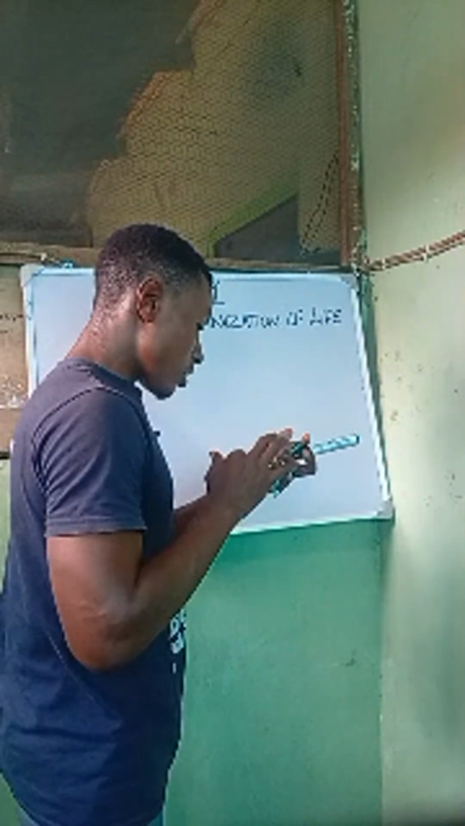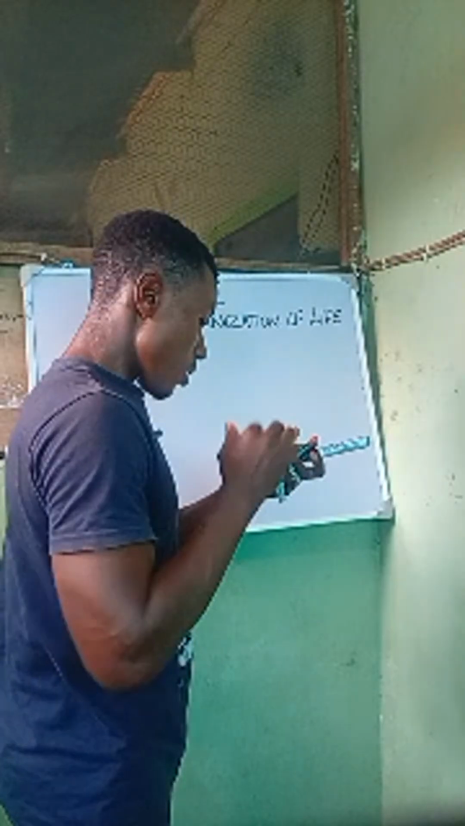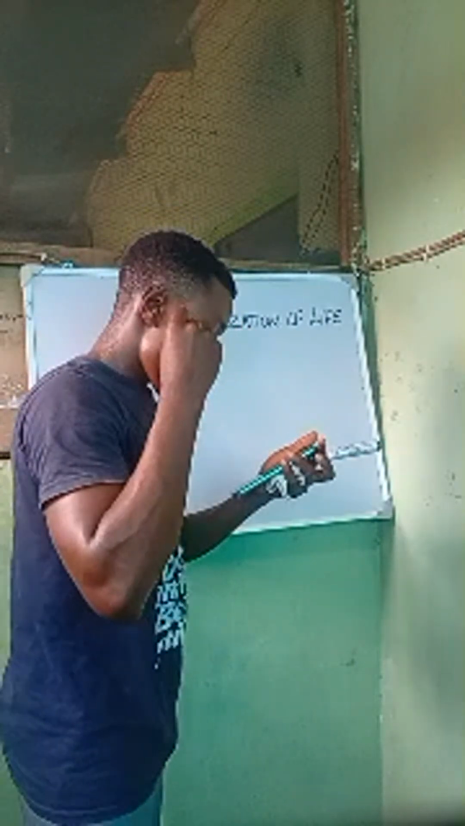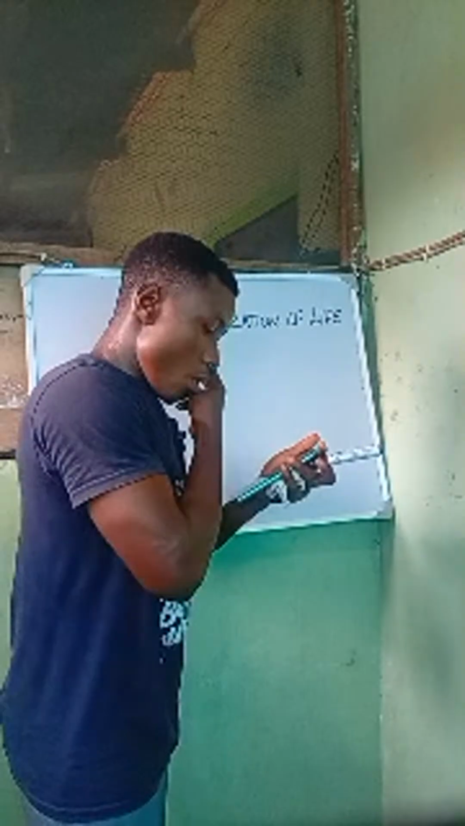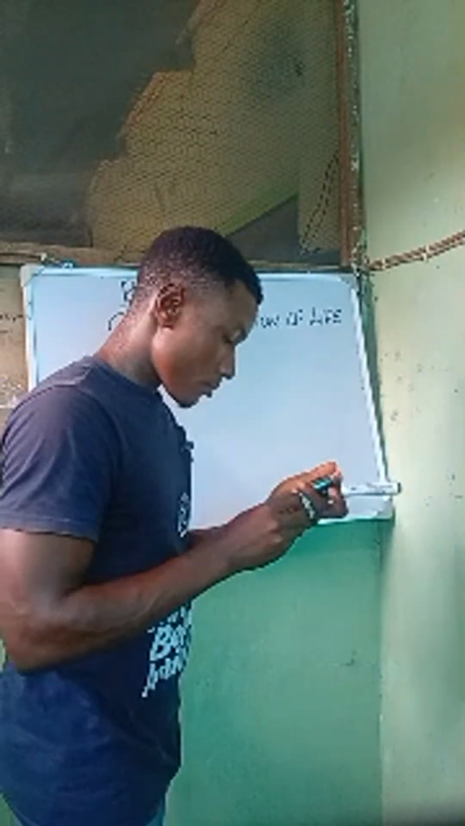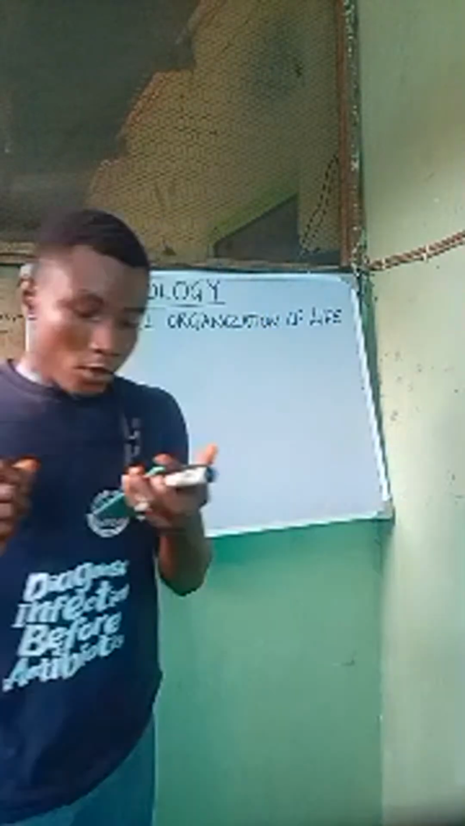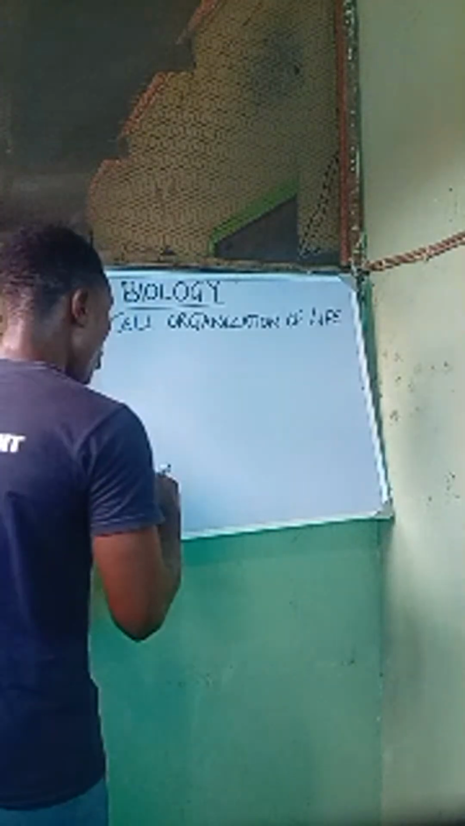So the next question is: which of the following combinations is common to both plant and animal cells?